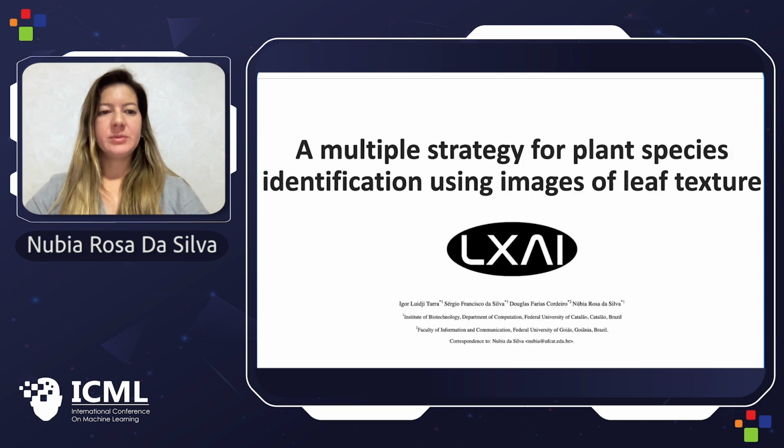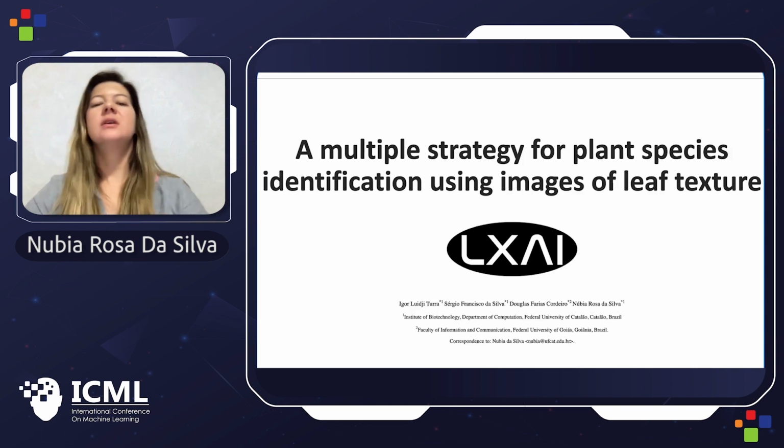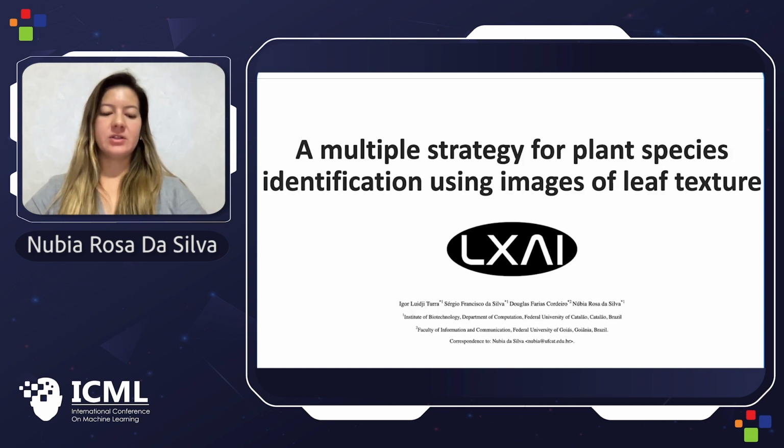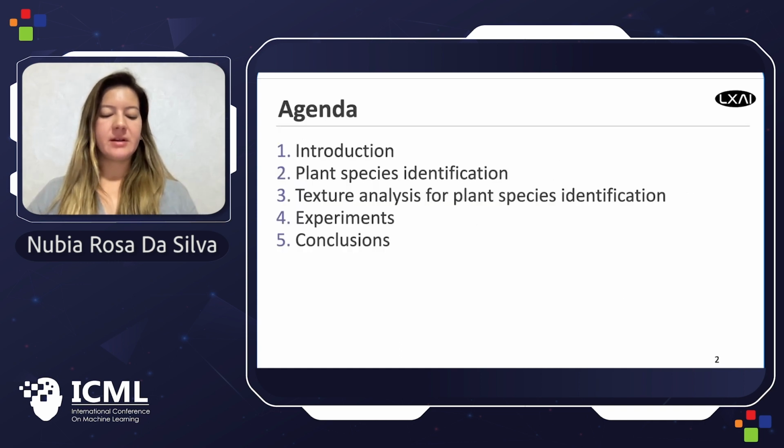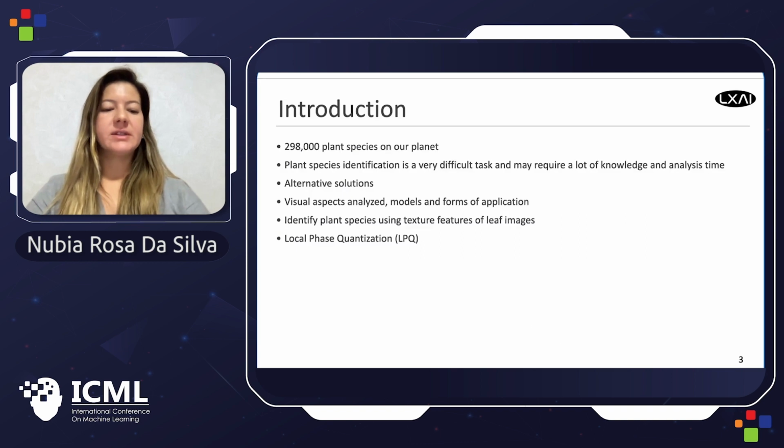Hi, my name is Núbia Silva, and I will present a multiple strategy for plant species identification using images of leaf texture. It is estimated that there are about 300,000 plant species on our planet.